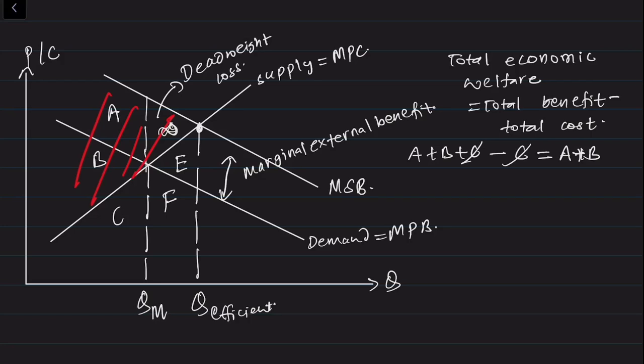Okay, and like previously, we can eliminate the deadweight loss by the subsidy. Okay, so we can apply the subsidy here, and this is exactly by the amount marginal external benefit. And you can again calculate the total economic welfare after the subsidy. You will see that the deadweight loss will be eliminated. Okay, so this is all about external cost and external benefit.